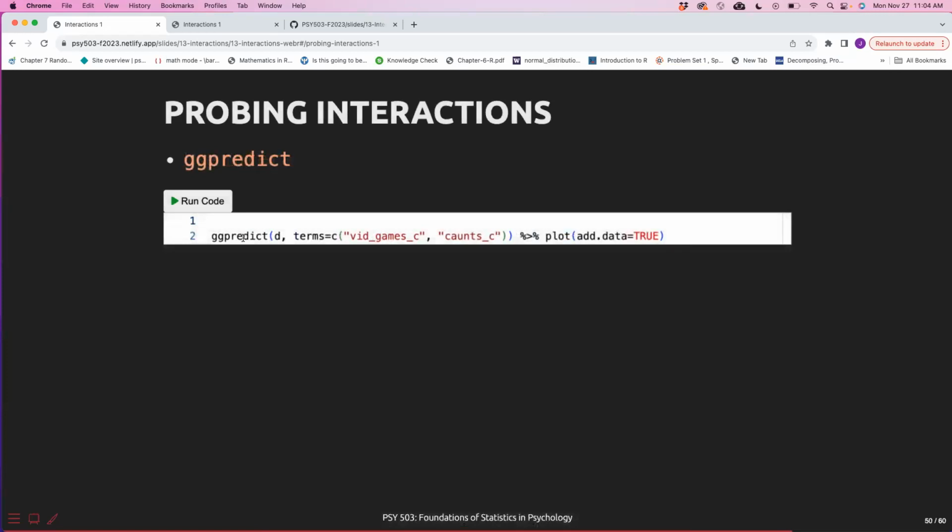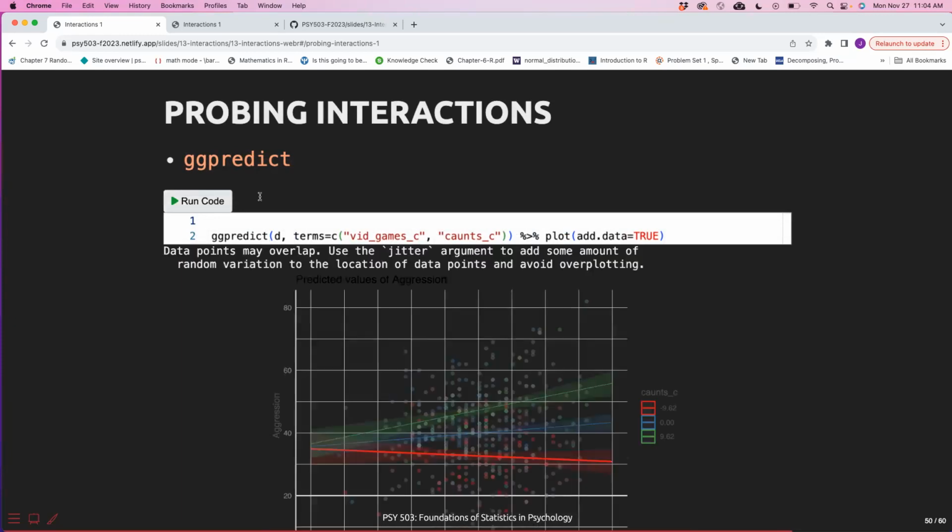We could also use ggpredict, which we've used in the past. Again, 1 line of code, and it creates pretty nice looking figures. Maybe this one is a little bit easier to see. Obviously I should have modified these, but I didn't. But again, we can see the same figure. And now we have these numbers here. Those just represent 1 standard deviation above the mean, below the mean, and at the mean.